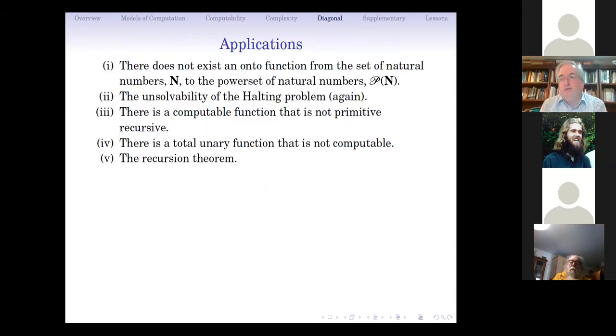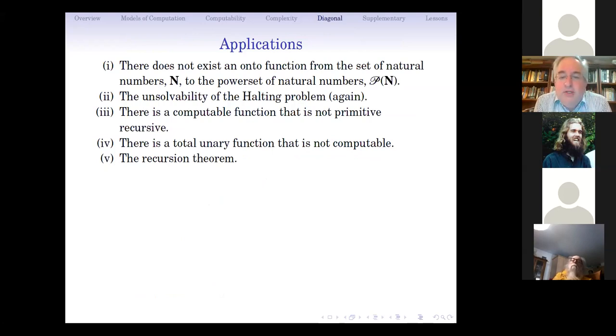These are results from computability theory. First of all is Cantor's original result. Well, that's not computability theory, but there does not exist an onto function from the set of natural numbers to the power set of natural numbers. So there are different levels of infinity. The unsolvability of the halting problem, we saw that already, but you can see it as an example of diagonalization.